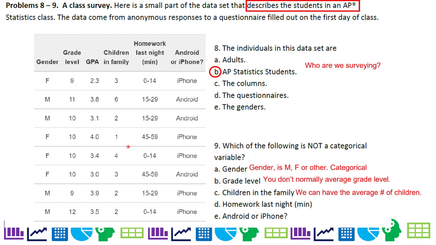Now, homework last night in minutes. If I was only looking at the column header, I would be totally tempted to say this is my quantitative data. But they've sort of turned it into categories. How did they do that? They said, okay, so we have the 0 to 14 minutes. So people were just checking boxes off on which range they fell into. You can see they kind of broke it up into every 15 minutes. So when you do that, that sort of turns it into a category. And then Android or iPhone, that's obviously categorical. So the one that is not categorical is children in the family.